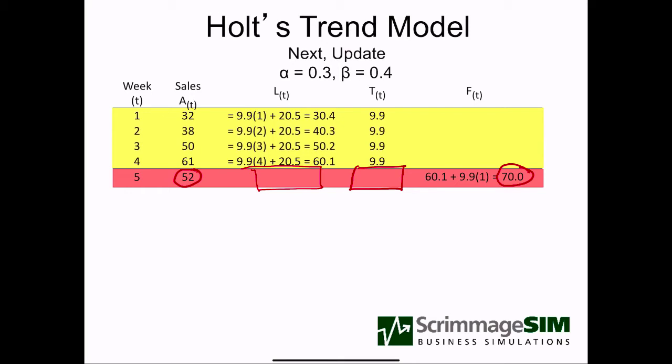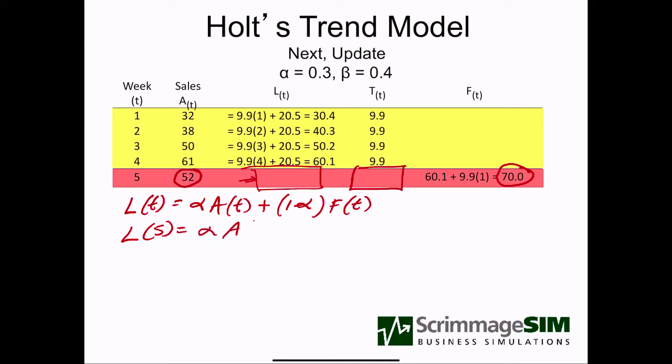To update the level, the formula is L sub t is equal to alpha times the actual value in period t plus 1 minus alpha times the forecast value we had in period t. That's how we're going to fill out this new level value. We're talking about t being 5, so the level in period 5 is going to be alpha times the actual value in period 5 plus 1 minus alpha times the forecast value in period 5.